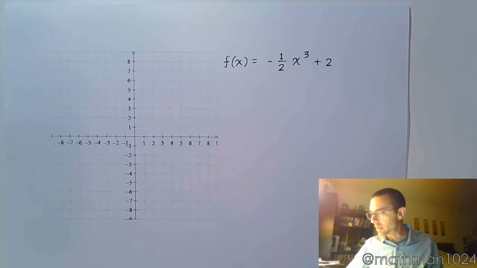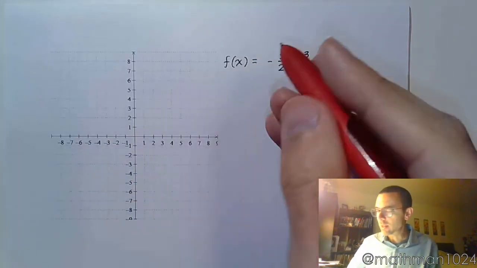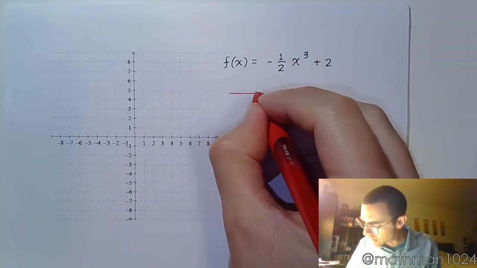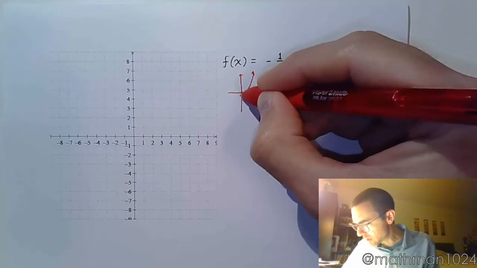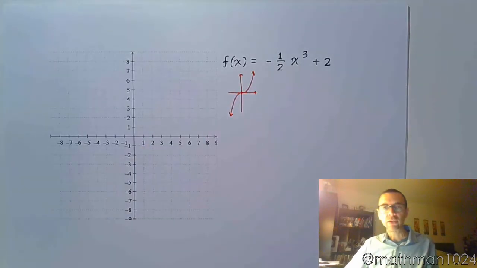Now we want to take a look at a cubing function. Not only that, but it's cubing with a negative and a 1/2 coefficient. So let's see what we can do from here. The main thing is to identify that this is x to the third, and so you recognize that your key shape is the cactus, right?